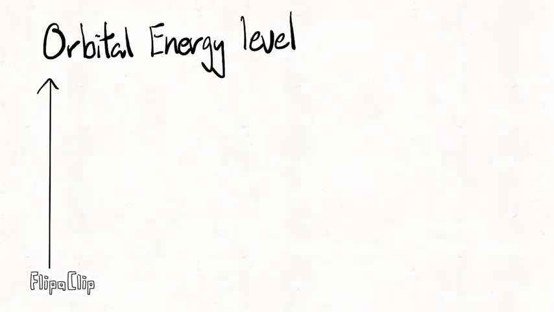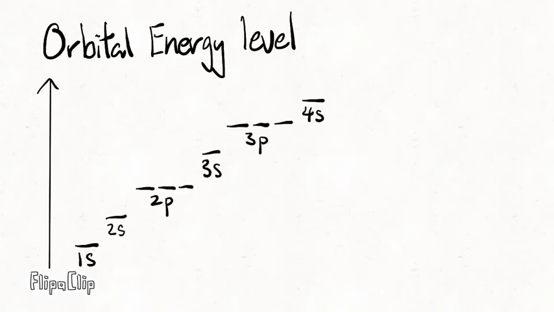Different orbitals have different energy levels. The orbital with the lowest energy level is 1s, followed by 2s, 2p, 3s, 3p, 4s, and 3d. Please be reminded that the 4s orbital has a lower energy level than the 3d orbitals.